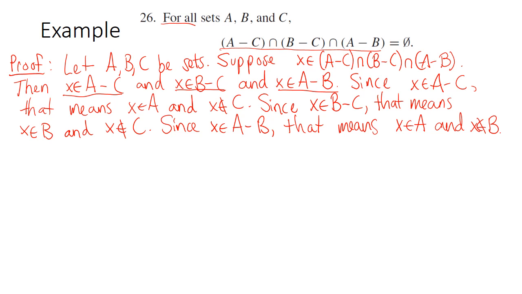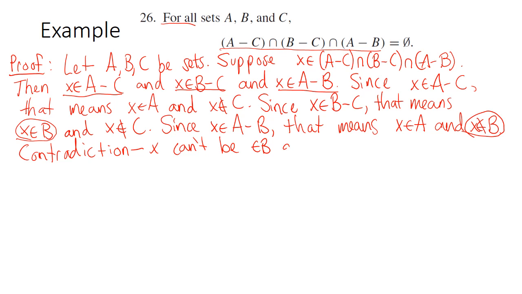Okay, I think I see the contradiction here. Previously I had said that x was in B, and now I'm saying that x is not in B. That is a contradiction. So I'm just going to point that out. Contradiction. x can't be in B and not in B.